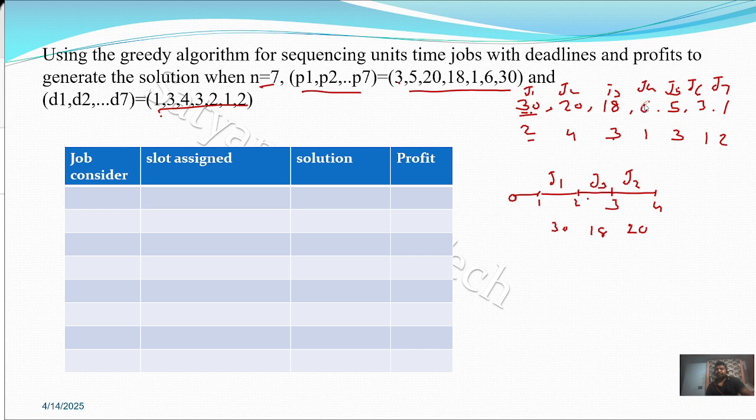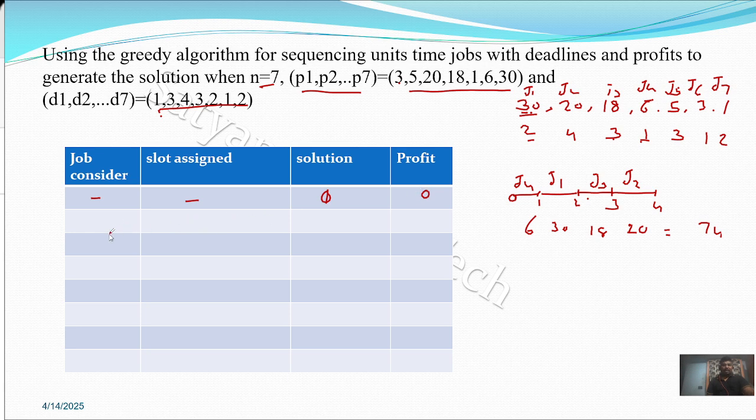And J4 is completed within the deadline, that deadline is 1, so J4 is considered here. You can get the profit of 6. So this is the maximum profit, that is 74. Now we can see, for example, initially you cannot consider any job, no slot is assigned to any job. You cannot get any profit here.